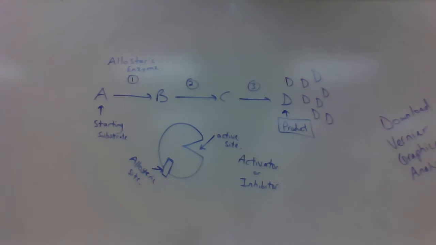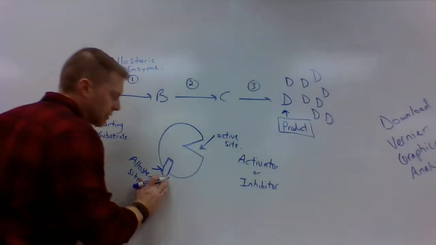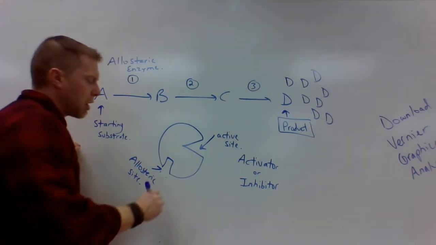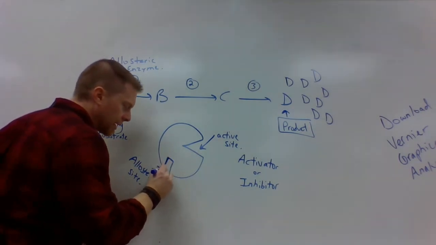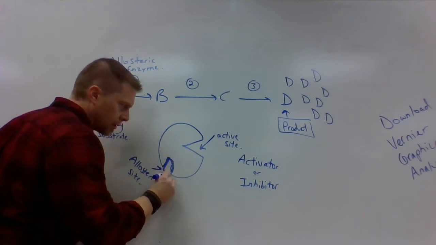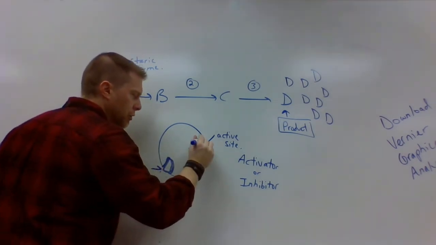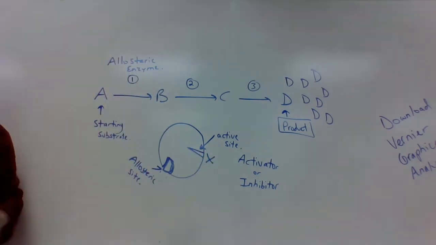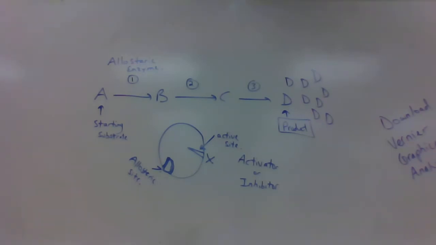An inhibitor is going to do the opposite. An inhibitor is going to bind to the allosteric site, and it is going to turn off the active site. Right? So the inhibitor is going to bind to the allosteric site, and it's going to essentially turn off the active site of the enzyme. So the enzyme can no longer work, can no longer catalyze the reaction.